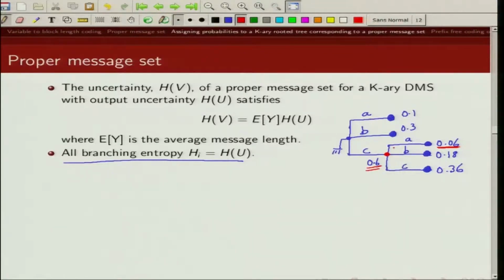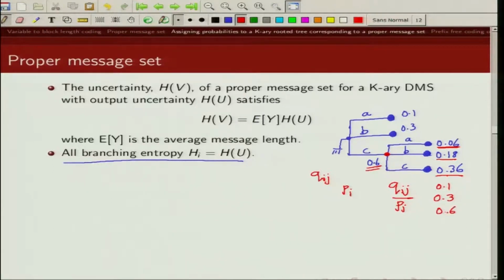Now if we use the notation which we have used earlier, we have used Qij to denote these probabilities, and we have used the notation Pi to denote the probability of the node. And this ratio Qij by Pi for this particular node is nothing but 0.06 by 0.6, which is 0.1, and then 0.18 divided by 0.6 is 0.3, and 0.36 by 0.6 is 0.6.